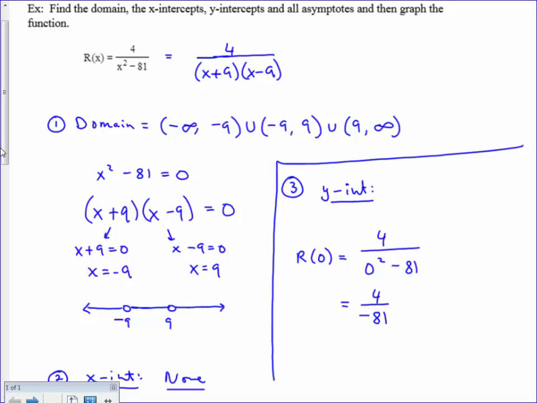Now, in this case, it would be hard for me to graph 4 over negative 81, so just type that in your calculator and get a decimal approximation out. When you do that, that'll be approximately negative 0.05. So just a very, very small value. So we're going to put here that our y-intercept is approximately 0, negative 0.05.